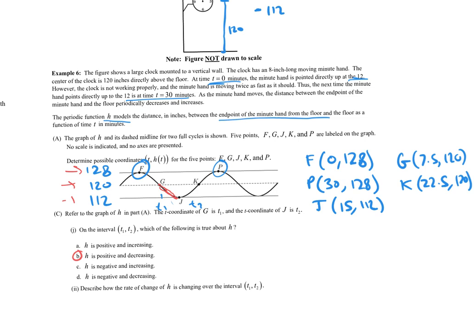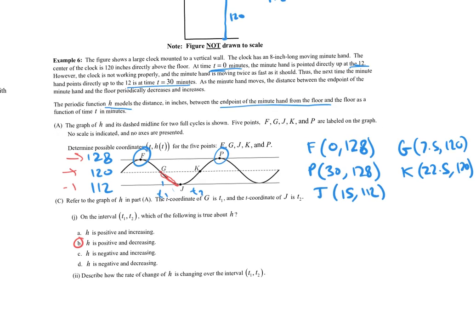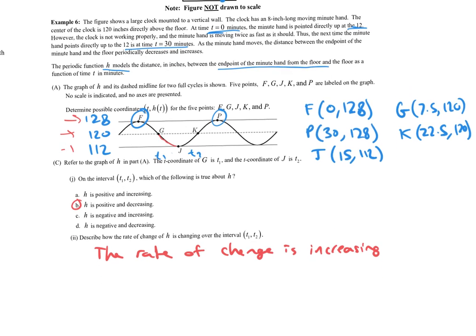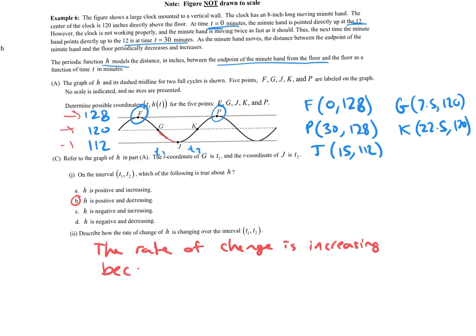How the rate of change is changing. So that's our concavity, right? The rate of change of the rate of change. And so since we are concave up here, we would say the rate of change is increasing because H is concave up on T1 to T2.